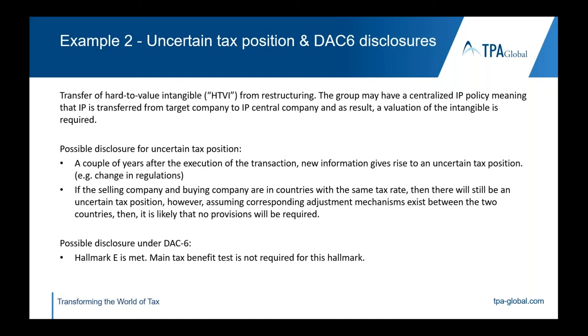In this case, we have a hard-to-value intangible from a restructuring, and the group is basically aiming to centralize its IP by transferring all IP from target companies to a central IP company. As a result, the valuation of the intangible took place a couple of years ago. So when we then, a couple of years later, are confronted with new information, we have to evaluate this new information and consider whether this gives rise to a revaluation of the uncertain position, and whether it can be concluded that the position has become uncertain, in that it is no longer 70% certain or highly certain.